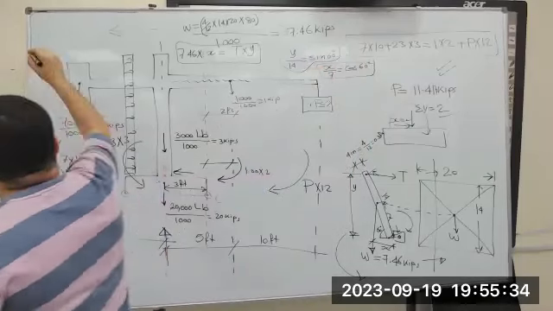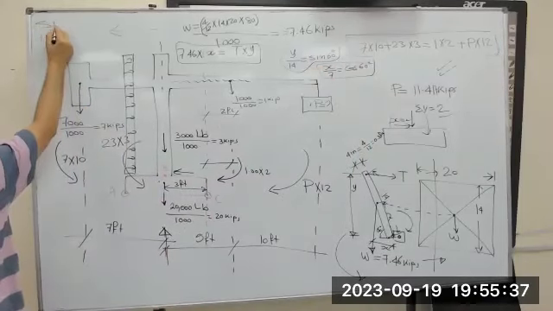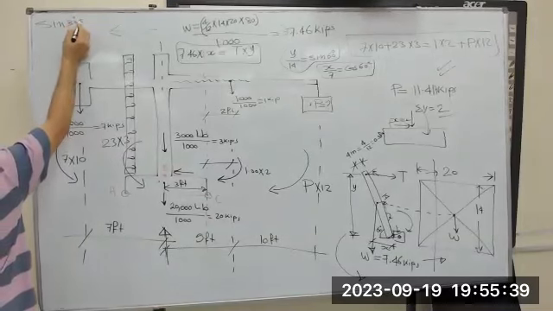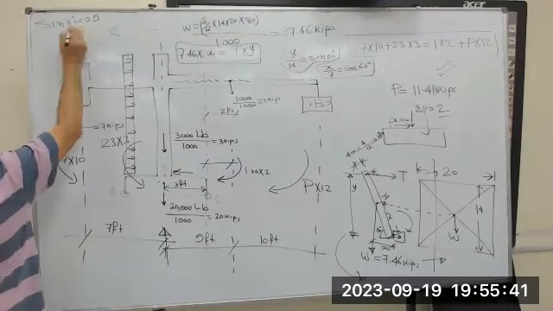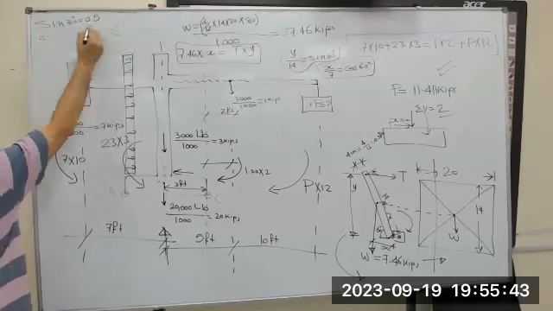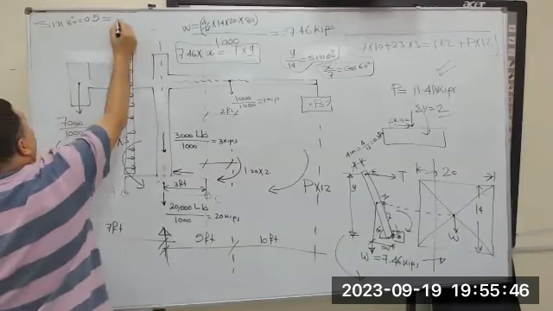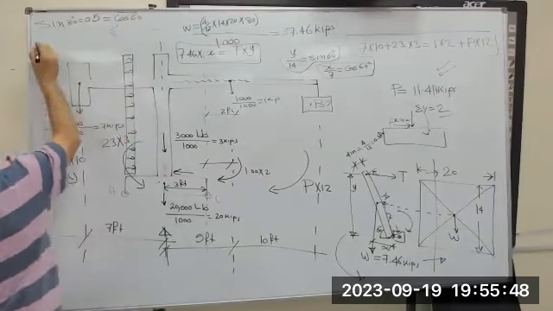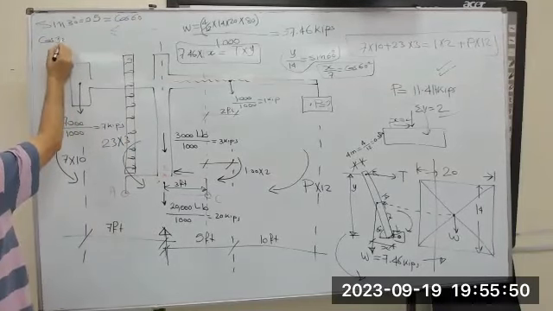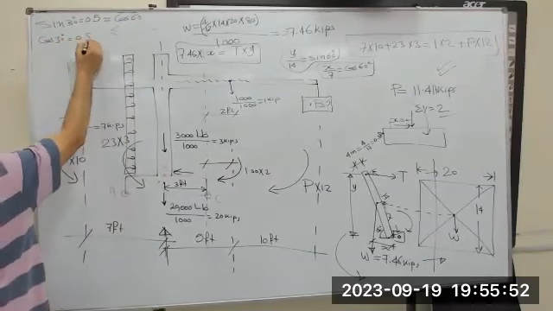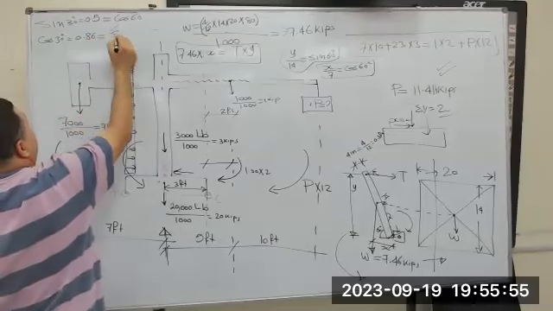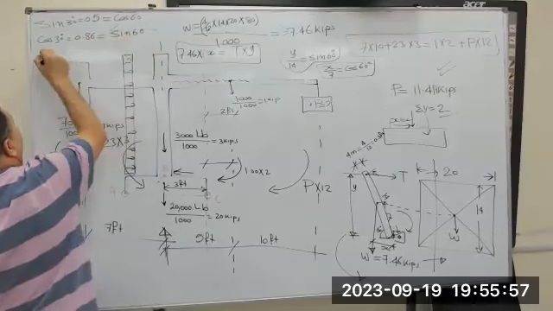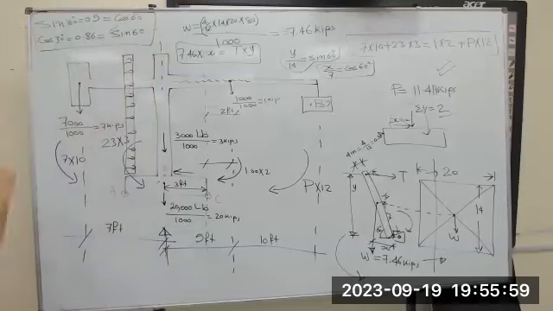Sine 30 is equal what? 0.5. Equal what? Equal cosine 60. And cosine 30 is equal what? 0.86. Equal sine 60. Do I need to memorize? Yes. It's better for me to memorize rather than use a scientific calculator.